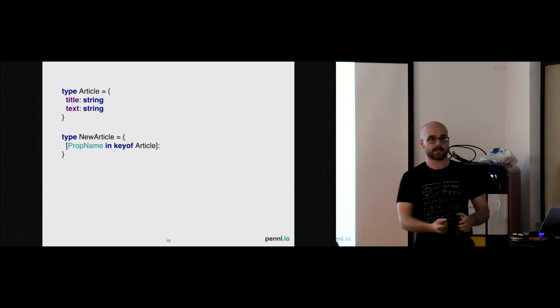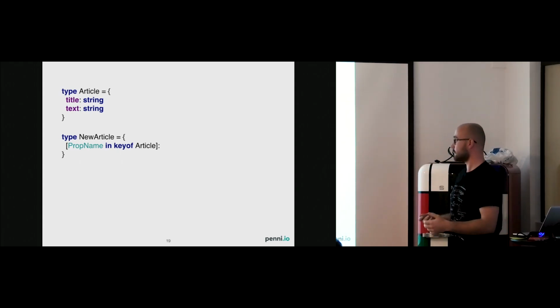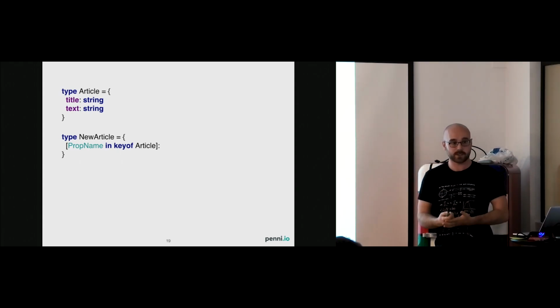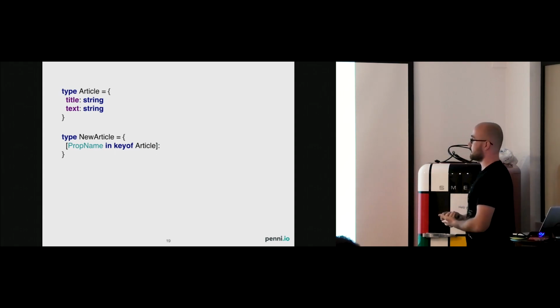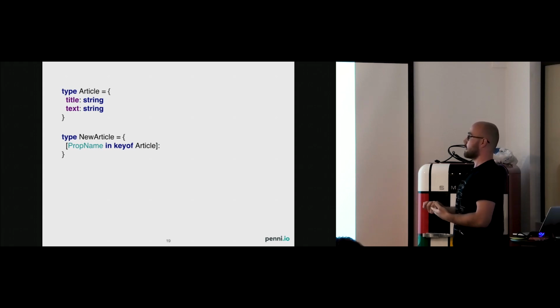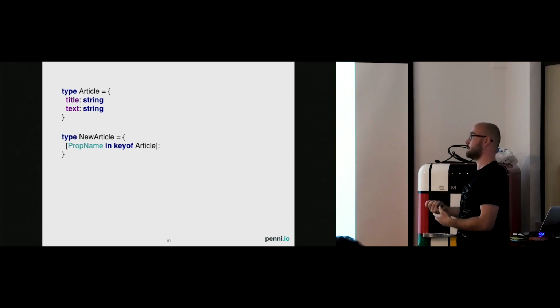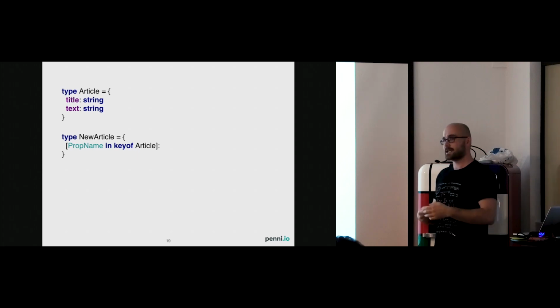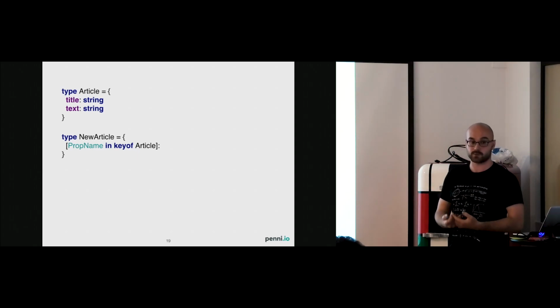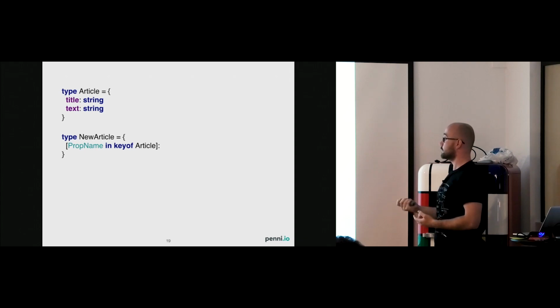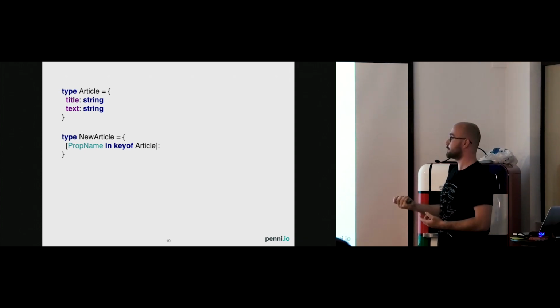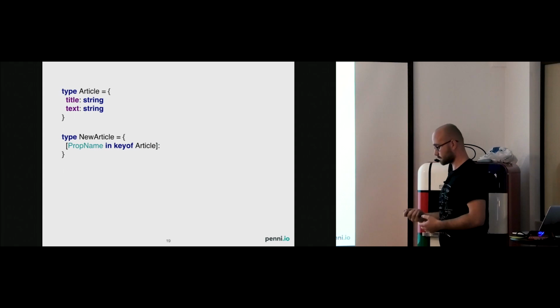I'll introduce the syntax now, step by step. When making a map type, we have to map over something. It's a type like any other object, and then we're saying, iterate over something. Here we're saying, iterate over the properties of type article, and assign their name into a type variable called prop name. So in the case of article, this would iterate through title and text.